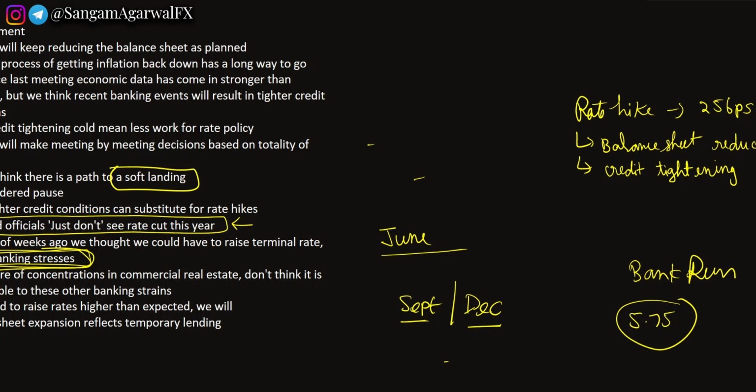So he is saying that because of the bank run and tightening credit conditions, they are not thinking about increasing the terminal rate, and it is the same as in the December FOMC meeting, 5.1. So since the December FOMC meeting last year, there is no change in the terminal rate, and they are talking about a rate pause, and also about a rate cut. So he is giving a signal for a rate cut.